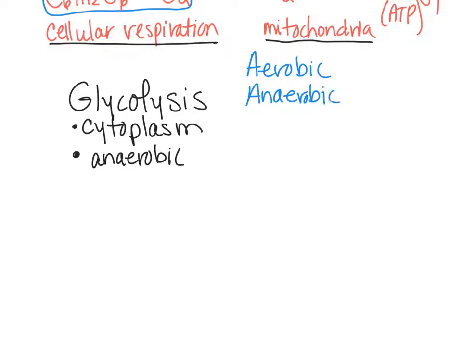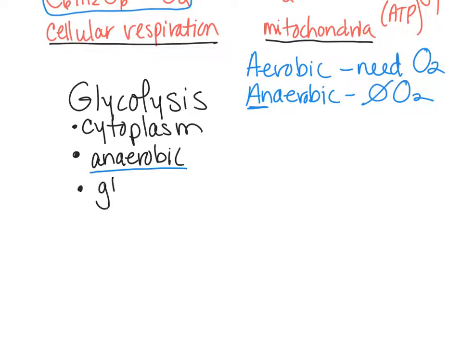Okay, aerobic means that it's going to need oxygen or has to happen in the presence of oxygen. If you're anaerobic, that means that oxygen does not need to be there. So for glycolysis to happen, it's anaerobic. It doesn't need oxygen to be present. And really what's happening in glycolysis is we're going from glucose, okay, so we're taking that C6H12O6 and we are going to change it into 2 pyruvates.